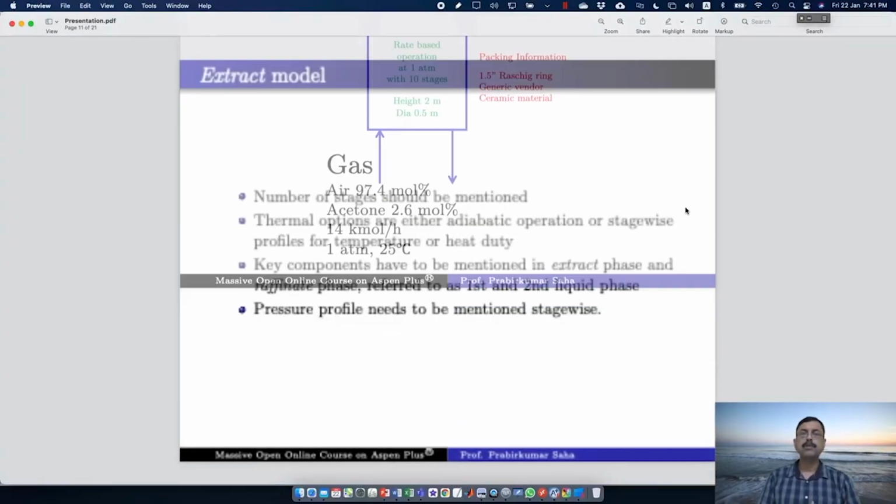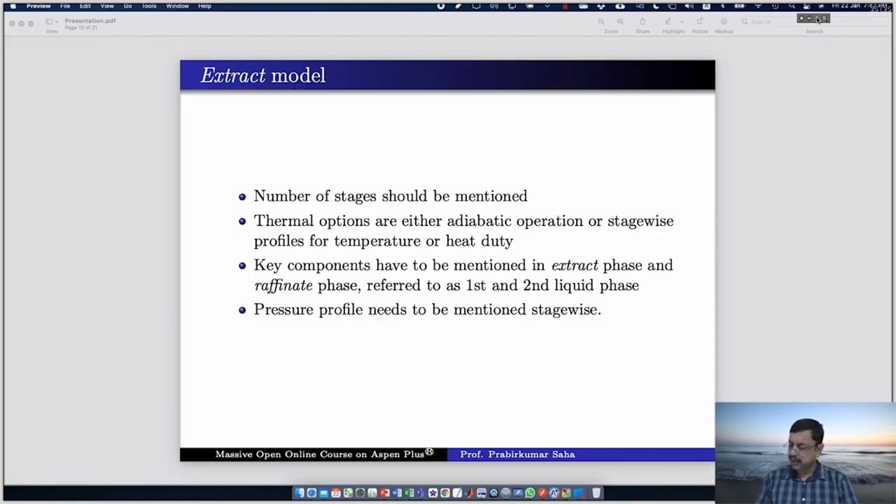Finally, we come to the extract model. The extract model is used for countercurrent extraction. Here we have to mention the number of stages. We have to give the thermal options, either adiabatic operation or stage-wise profiles for temperature and heat duty. And the key components have to be mentioned in the extract phase or in the raffinate phase, referred to as first and second phase liquid, and the pressure profile needs to be mentioned stage-wise.